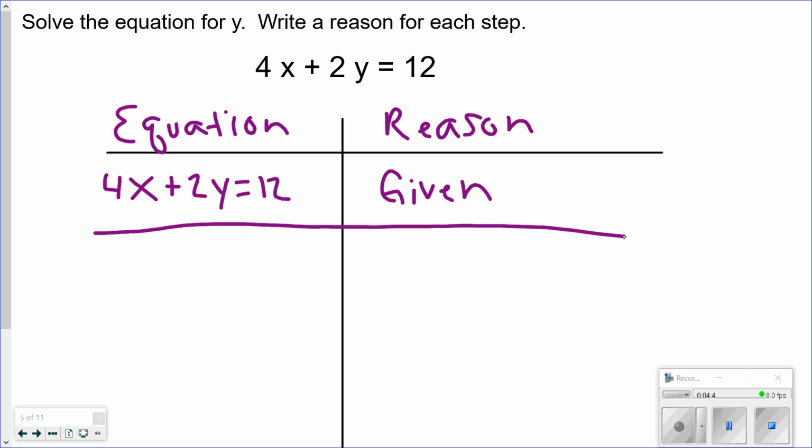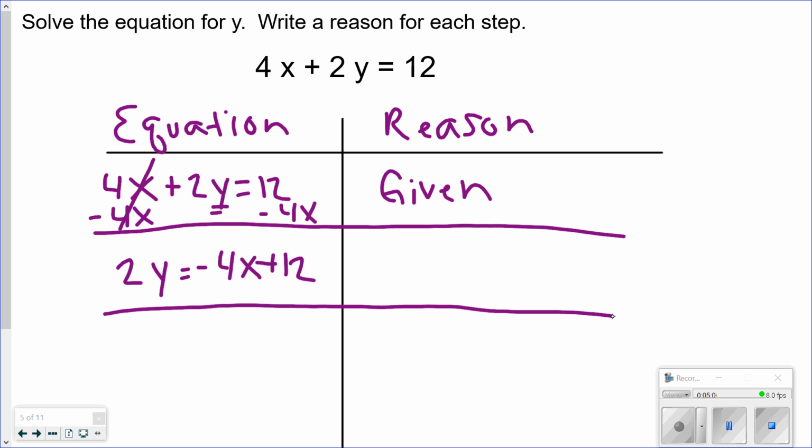All right, so if I want to get y by itself, what would I do? Well, the first step is to subtract 4x. Subtract 4x. That cancels. So 2y is equal to negative 4x plus 12. And what's the reason? That was subtraction. So subtraction property.